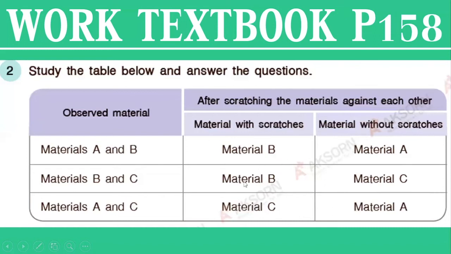So this is how we study the table. From this table we can say that material A is the strongest, the hardest material. Material B is the weakest, the least hard among A, B, and C, and material C is harder than B, but less hard than A. Okay, we studied our table.